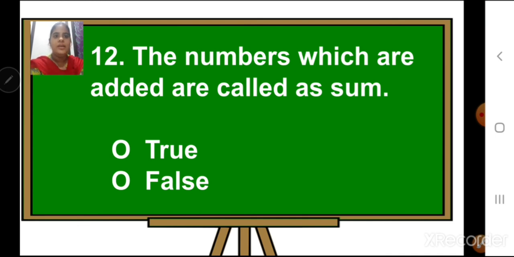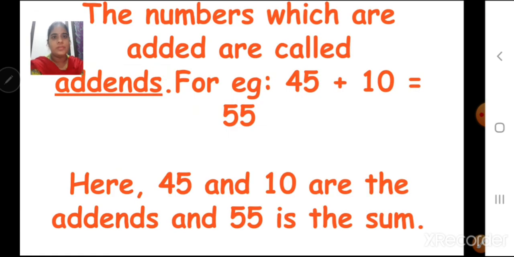Next we have, the numbers which are added are called as sum. Now we have to find out whether this statement is correct or not. Children, during addition chapter we have done this. The numbers which are added are called addends. It is very important. Learn it. Learn the spelling also. The numbers which are added are called addends.